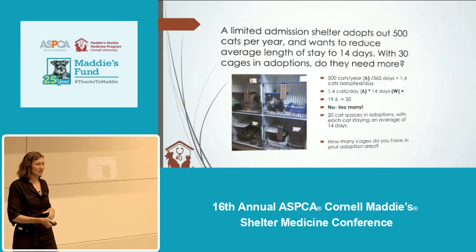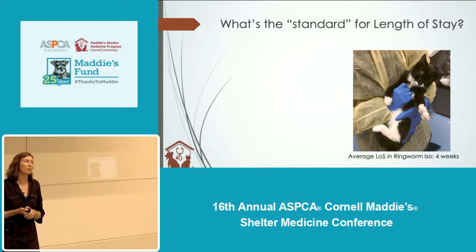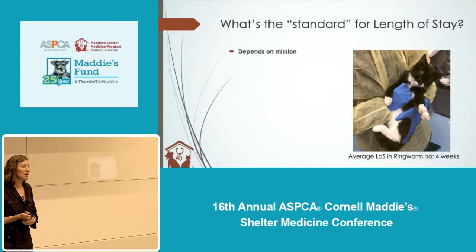Oh yeah, and this is this slide. Okay. So what's your standard length? What's a good length of stay in a shelter? What's a standard length of stay? Well, it kind of depends on what's going on with your animal. So if your animal has ringworm, 4 weeks is probably a good length of stay for them, at least under my care, because I have a pretty good ringworm protocol, I think, and we're pretty conscientious about it. But if you don't have ringworm, then that's pretty nice for you.